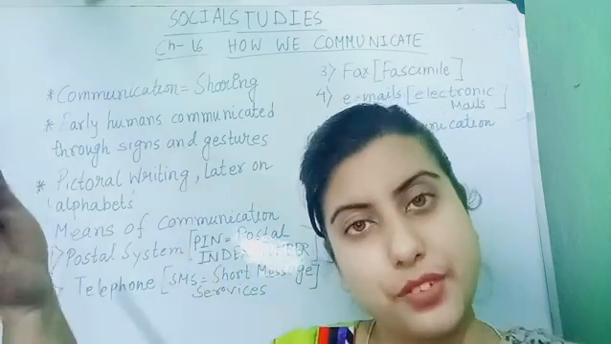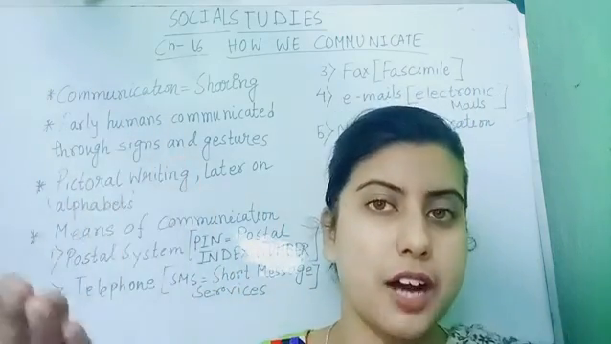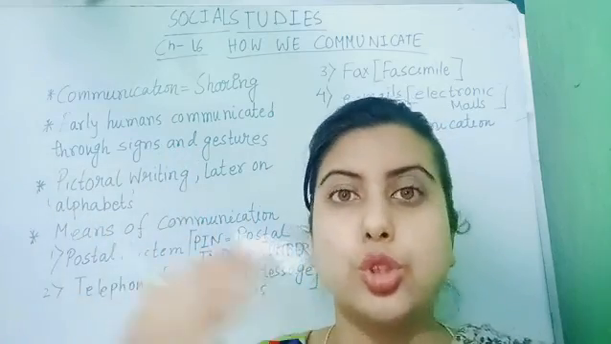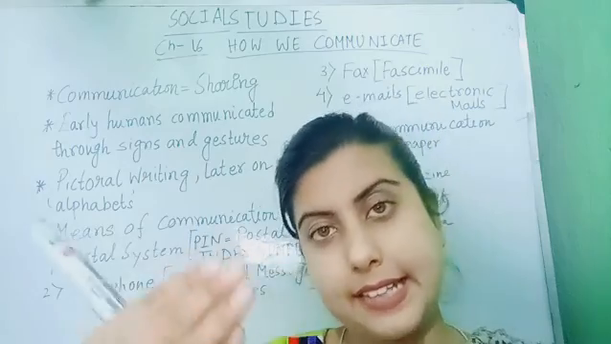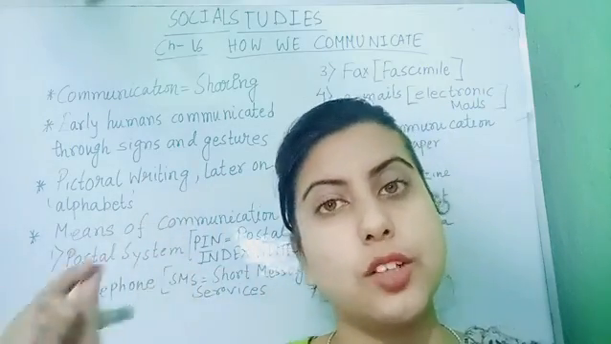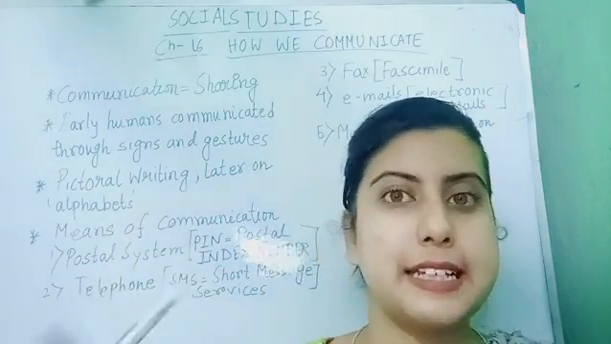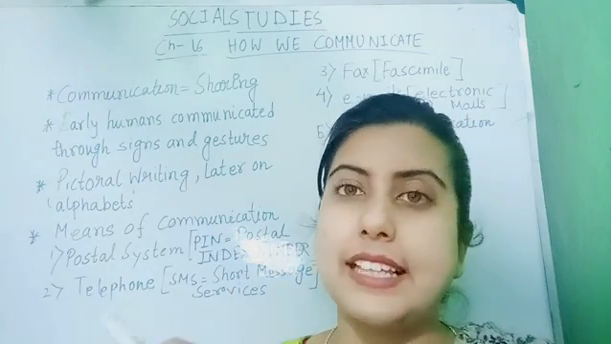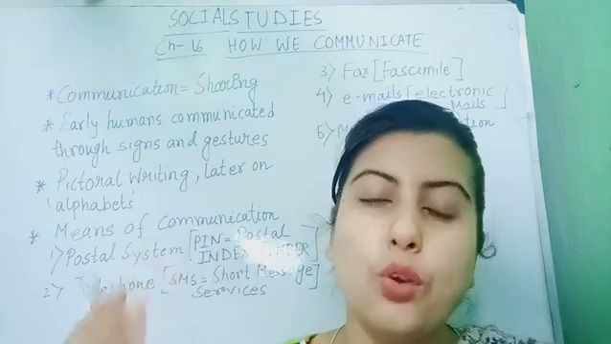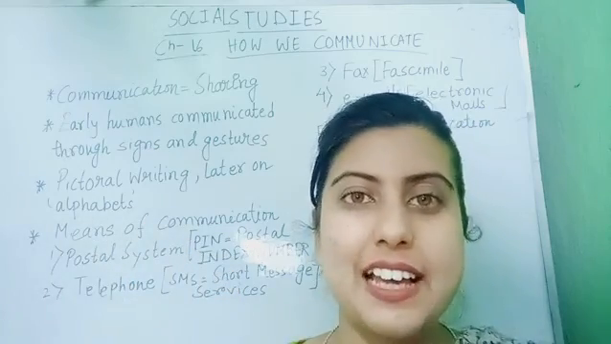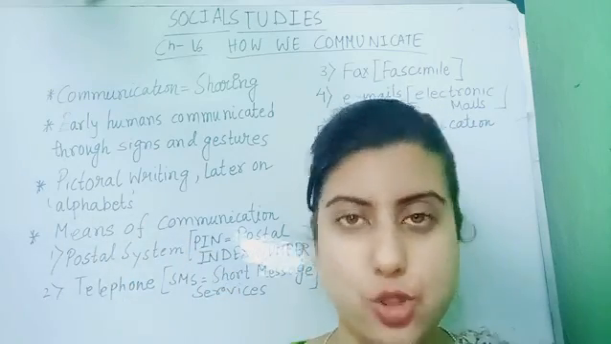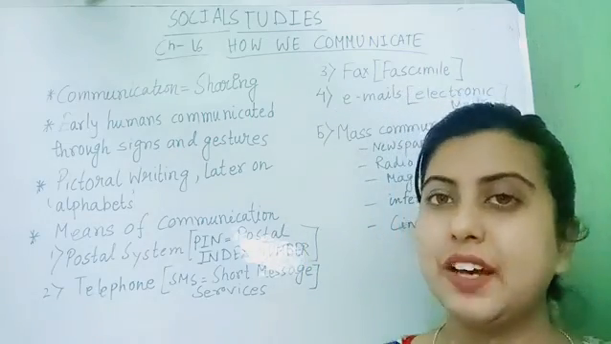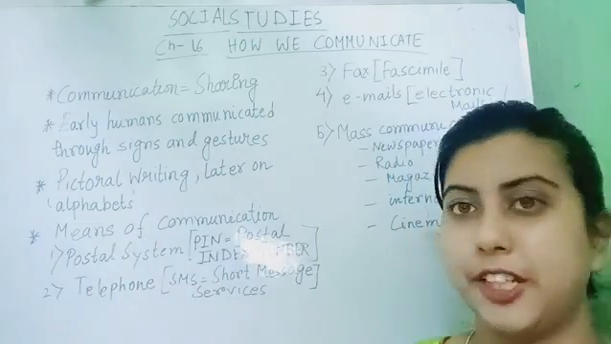So, in the previous time, humans started to make gestures and signs to talk to one another. Next, they started pictorial writing and then they invented alphabets and languages. In this way, the old human beings communicated with each other. Now we will talk about the modern means of communication.